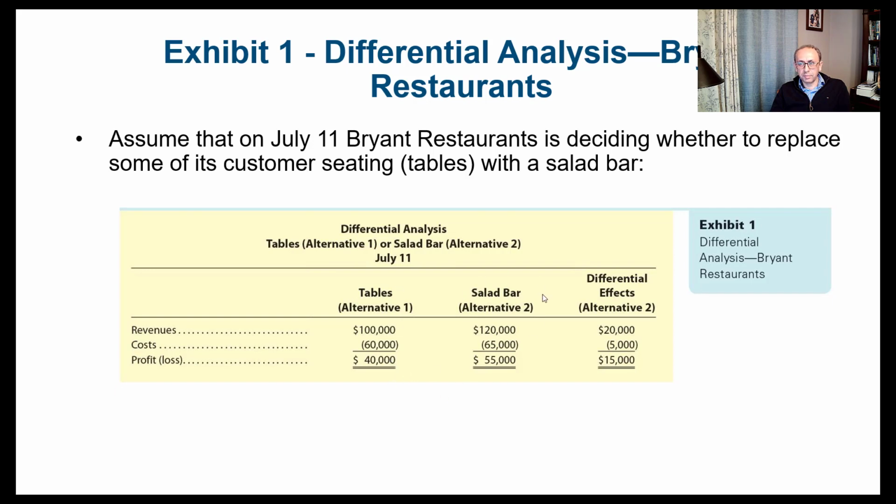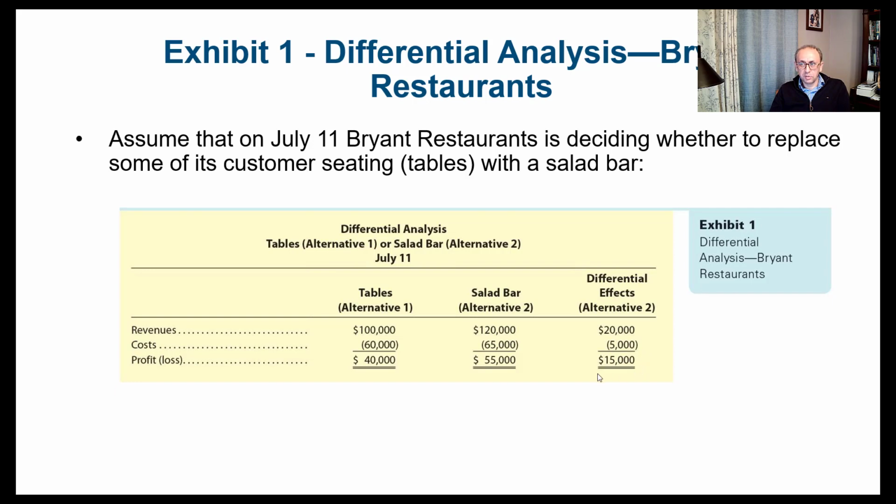But if we decided to replace them with a salad bar, which is the second alternative, the revenues would increase to $120,000. The cost would also increase, it would be $65,000. So the profit would be $55,000. Just by looking at the two alternatives, I think you can see that alternative 2 would lead to a higher profit. But we have to do the differential effect, by getting the difference between alternative 2 and alternative 1. So 120 minus 100, that's $20,000. And then the cost also increased by $5,000. Since cost is a minus, we subtract it from the revenues, $20,000, and then we see the difference, which is a profit of $15,000.